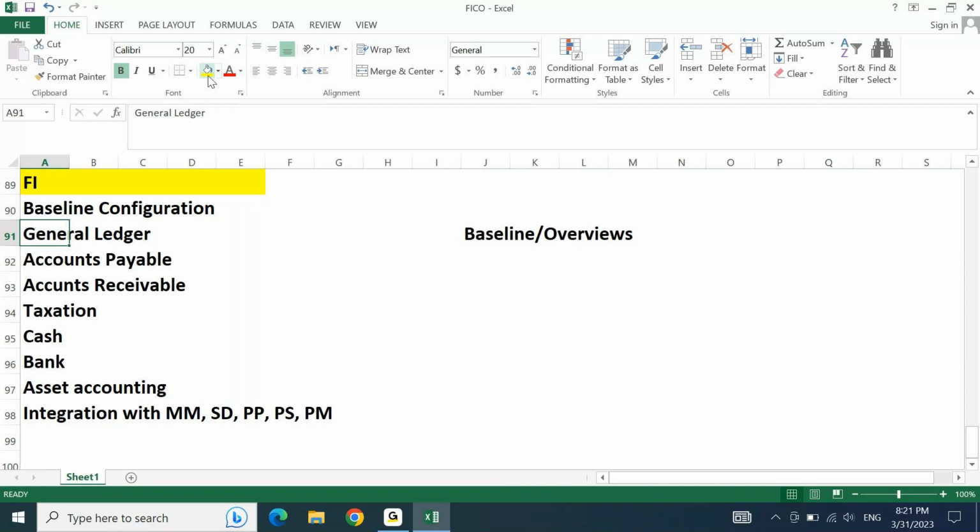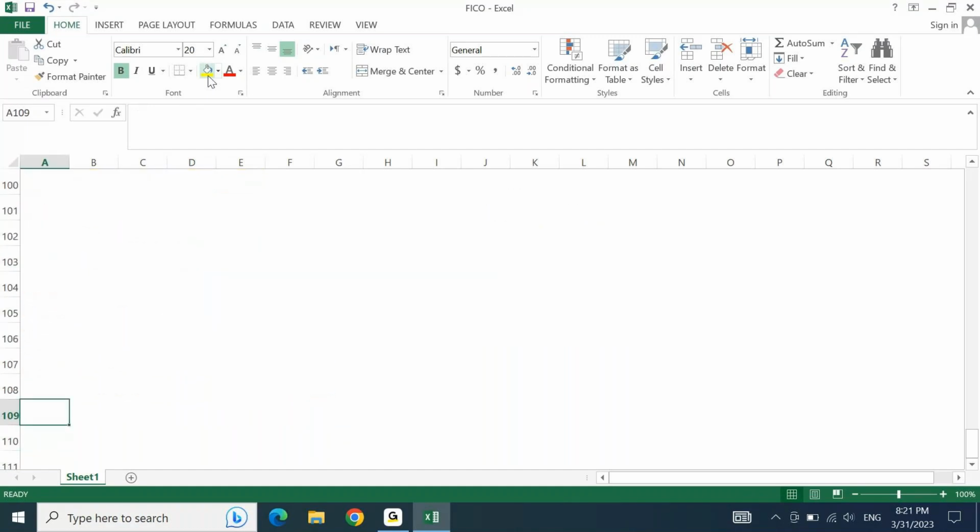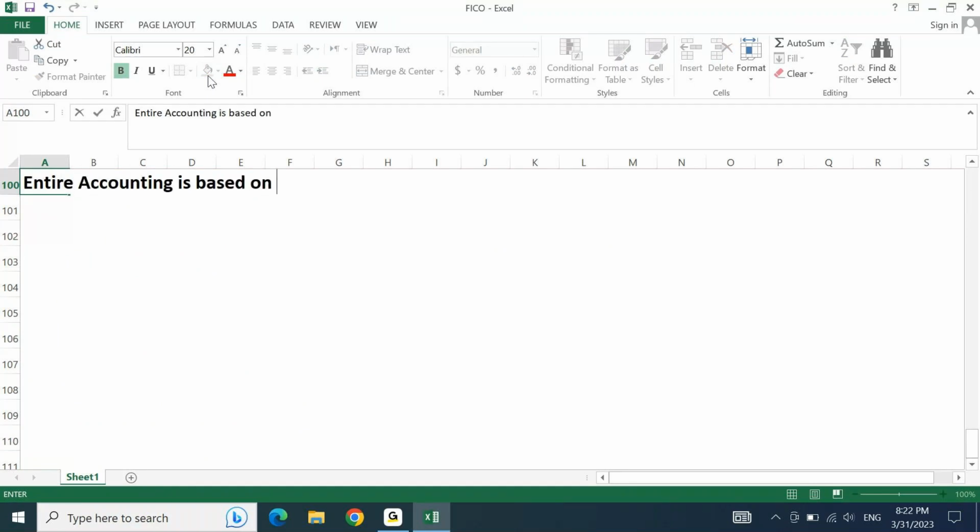And now, the important point you have to know here is that these areas are only the basics. From everything, you will get different scenarios. You have to execute scenarios and practice scenario-based. When you configure the baseline, when you configure all these modules, take different scenarios. If you talk about GL, your entire accounting is based on GL. Agree with me? Your entire accounting is based on GL. Am I correct?